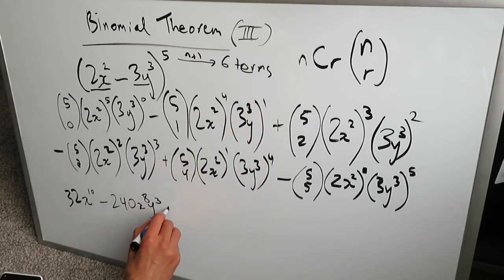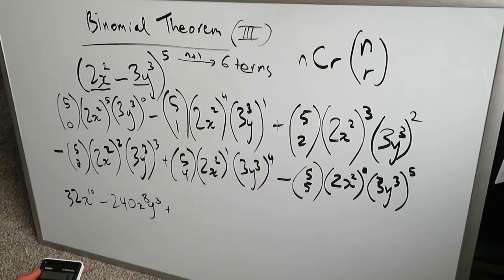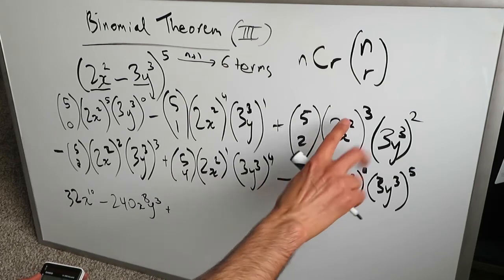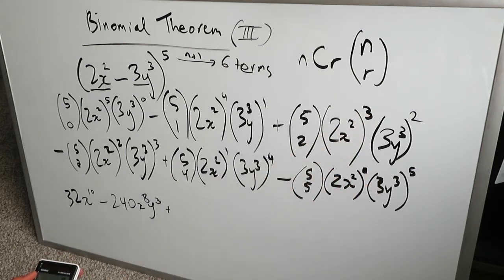Next term right here, 5, 2. It means 5 factorial divided by 2 factorial and divided by 3 factorial. That's 120 divided by 2 divided by 6. This right here equals a 10. 10 times 2 to the power of 3, which is 8. 10 times 8 is an 80. 80 times 9 is a 720.